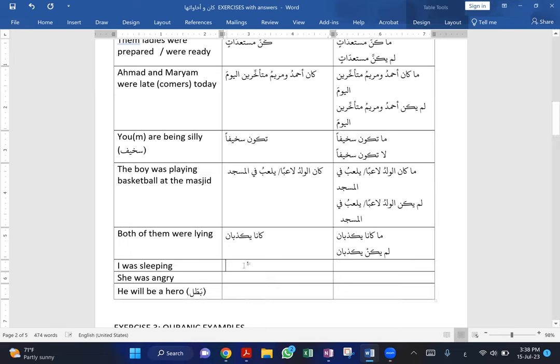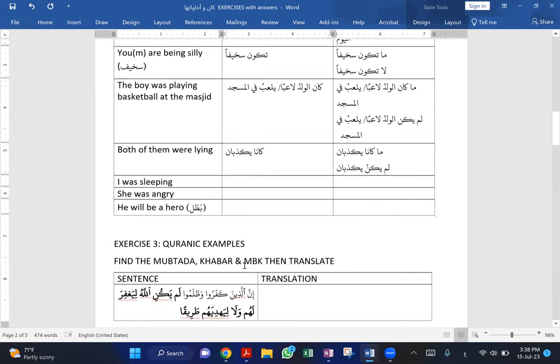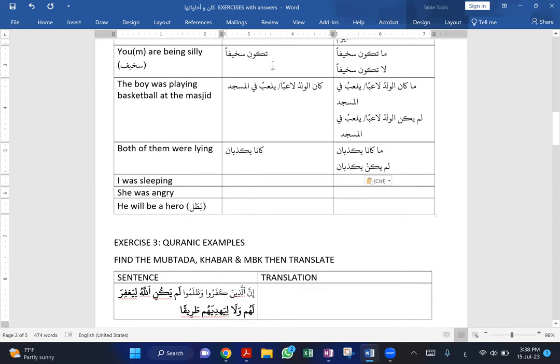All right. Any questions? Yes. This word, right, sister? Yakuna, yakunu, yakuna. Oh, lam yakuna. Yes, sorry. Yeah, both of them. Yes, lam yakuna. Yes, both of them were lying. It comes in the past continuous tense, right? Yes.